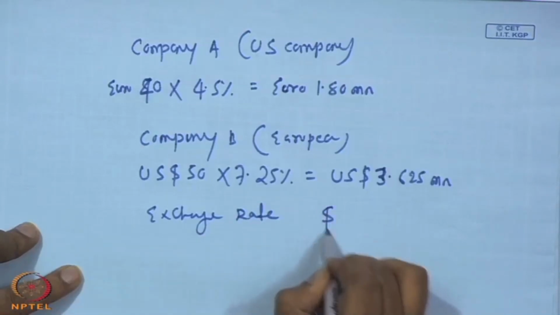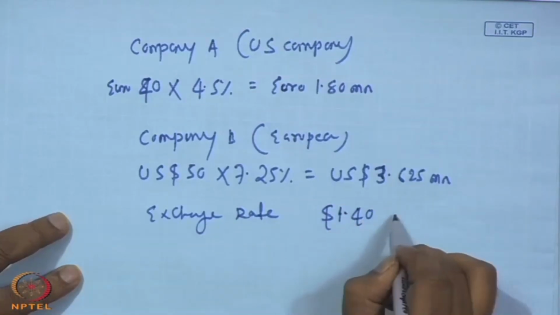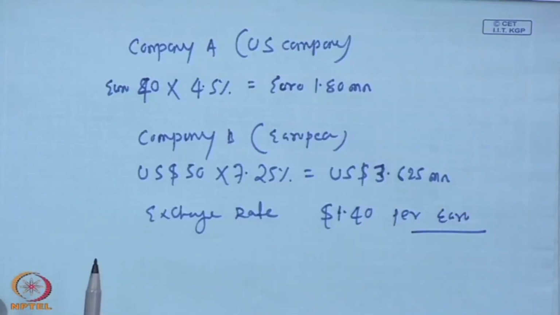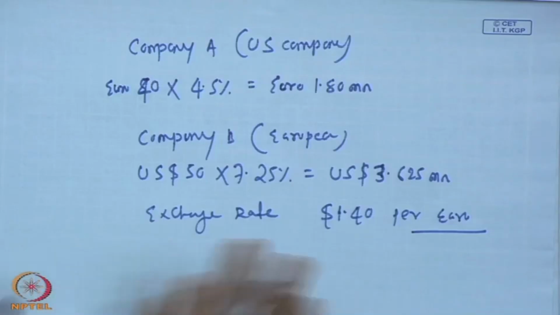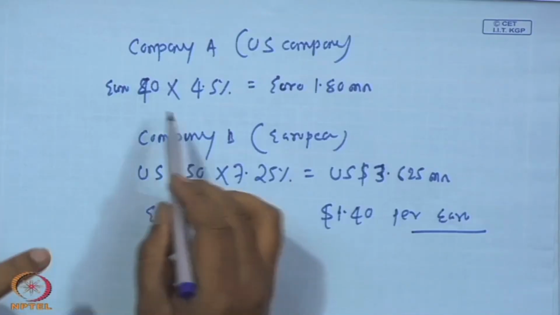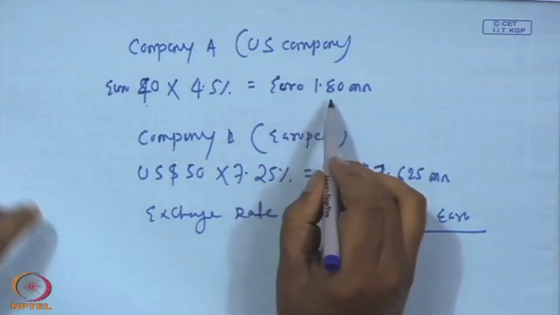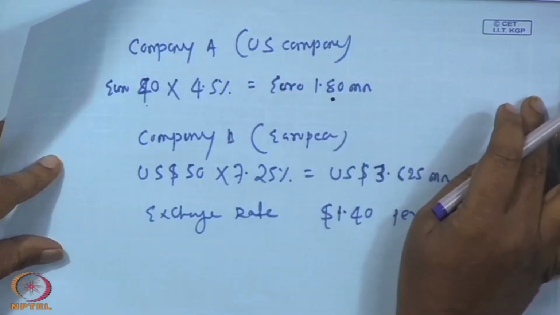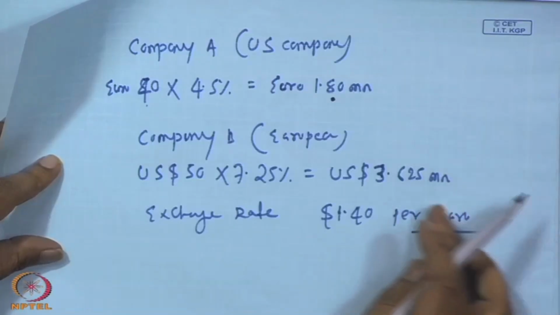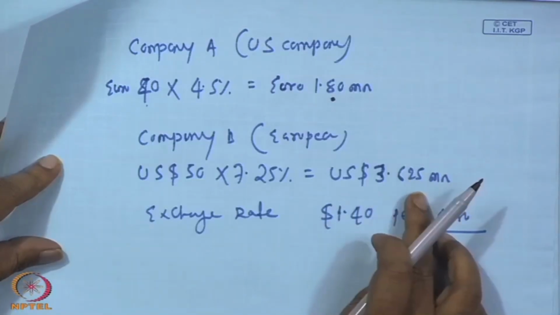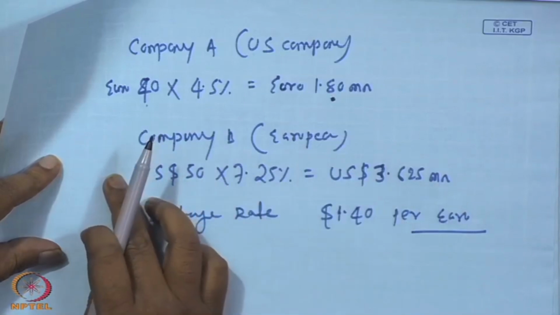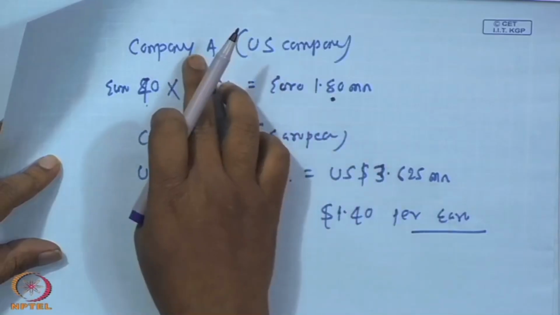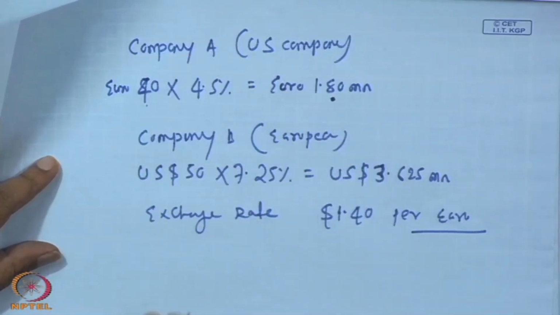1.40 per euro. The transaction will take place at this rate, and company A will send 1.80 million euro to the European company, and the European company will pay 3.625 million to company A, that is the US company. The transaction will take place in this way.